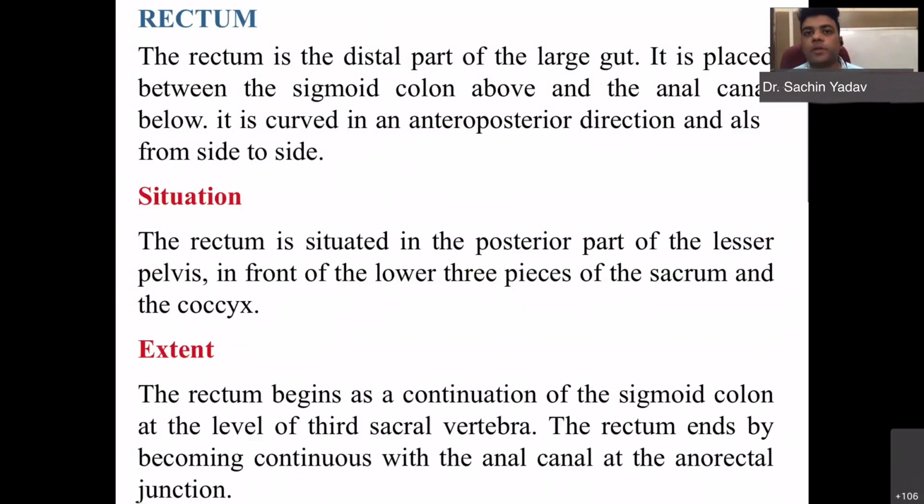Okay. So what is the location of this? The rectum is situated in the posterior part of the lesser pelvis, in front of the lower three pieces of the sacrum. As you know, there are five segments of the sacrum, S1 to S5. So it is the lower three, that is the 3rd, 4th, and 5th segments. It is located in front of the coccyx, and its extent is: the rectum begins as a continuation of the sigmoid colon at the level of the third sacral vertebra, and it ends by becoming continuous with the anal canal at the anorectal junction.